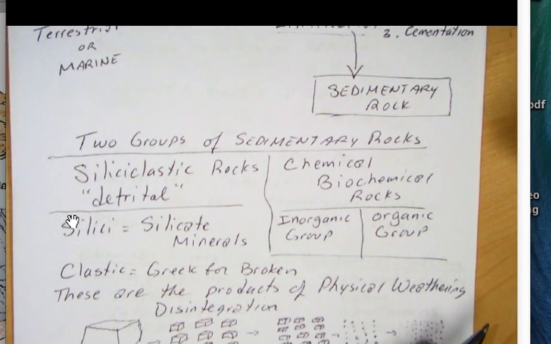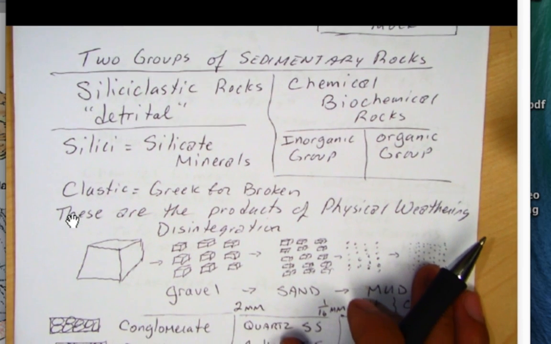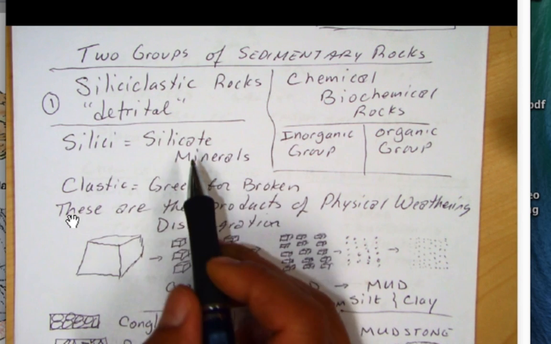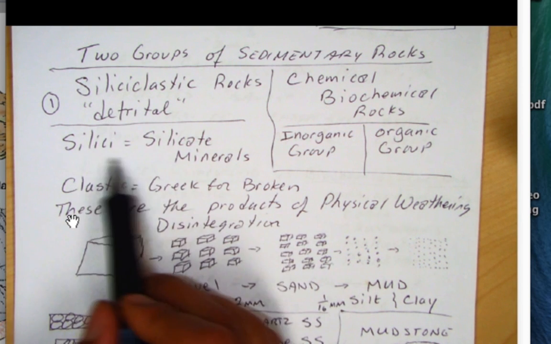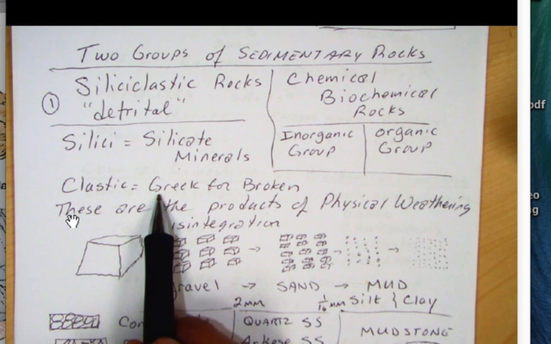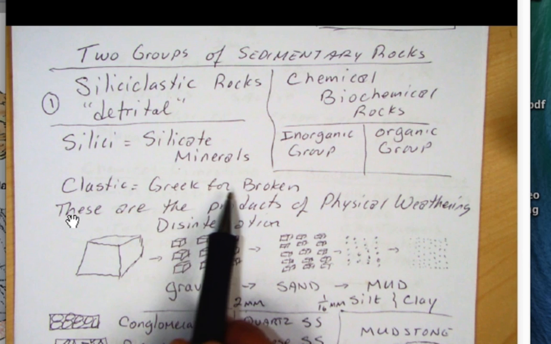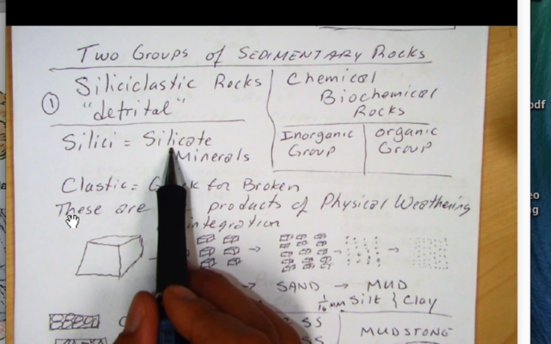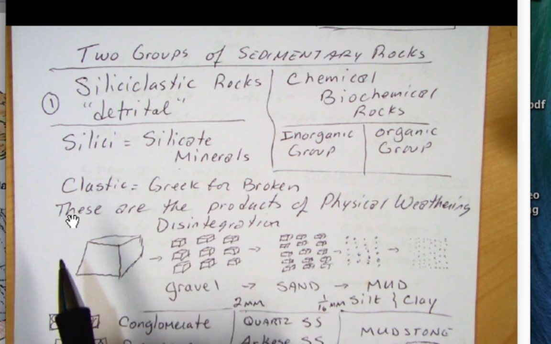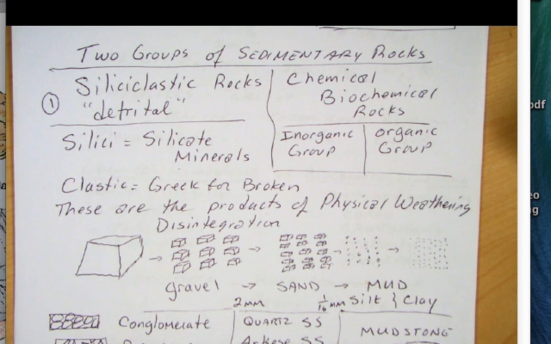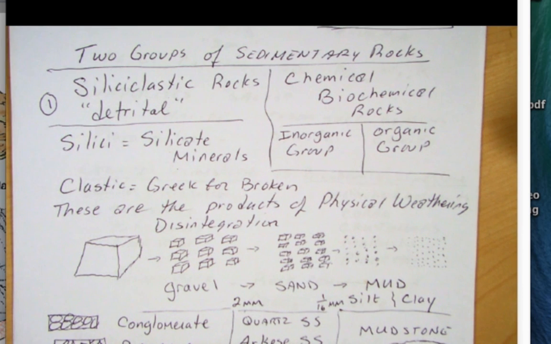Now, there are two groups of sedimentary rocks. The first group is called siliciclastic rocks. Silici stands for silicate minerals, and the clastic part is Greek for broken. So these rocks are composed of broken rock-forming minerals. Remember, the rock-forming minerals are the silicates, so feldspars, quartz, micas, hornblende, all those minerals involved in forming igneous rocks primarily.